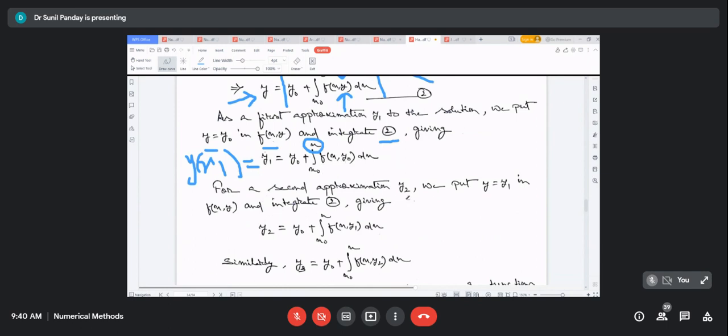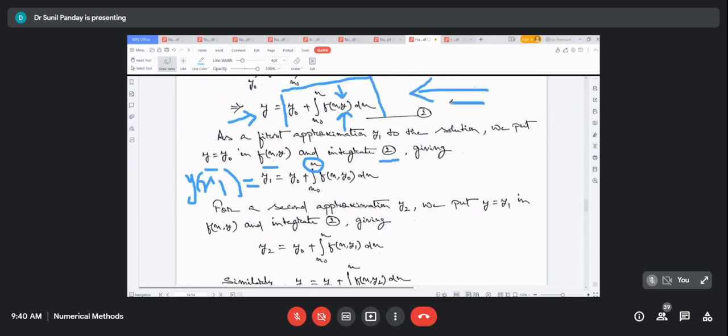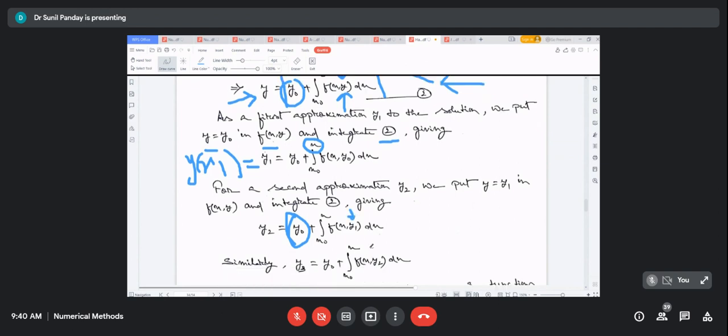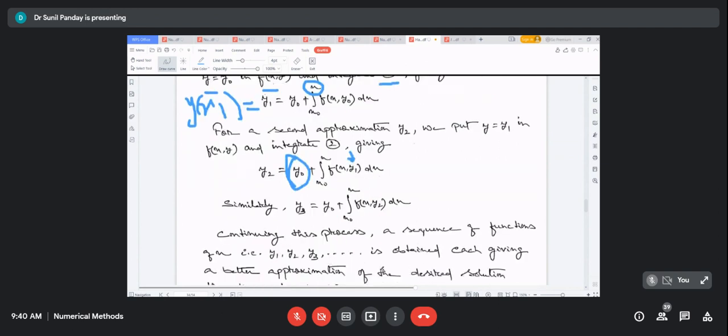Then for the second approximation y2, we put y equals y1 in the equation itself. We will not change this y naught; it remains the same. To calculate y2, we are changing this y by y1. So we are getting another solution. Actually, this is not y of x1, this is y1 of x.